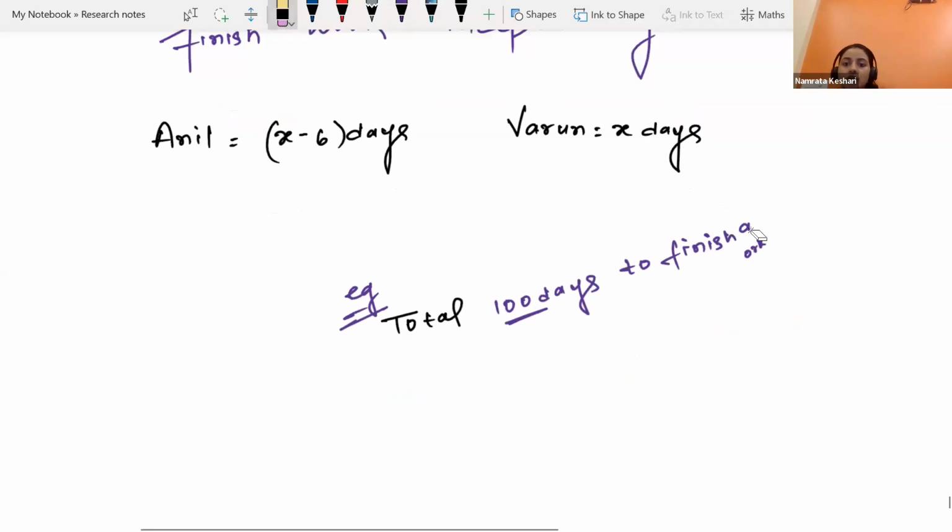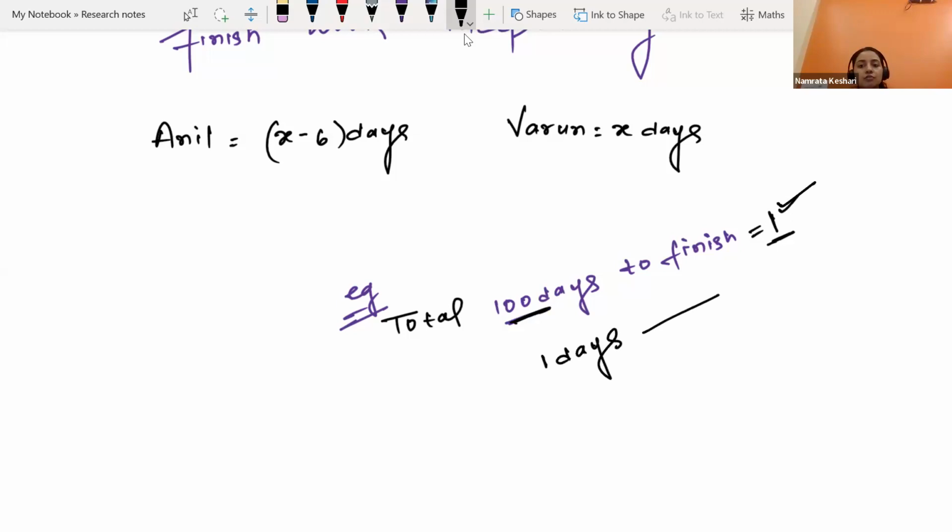Or work, at the place of work I'm going to write one part of the work. In 100 days one complete part of the work is getting finished. So think about it: in one day how much work will get finished? One means the complete. In one day I can say 1/100 part of the work the person will do. Again in the next day 1/100, again in the next day 1/100. This is how, in fraction part, the person is completing the work.